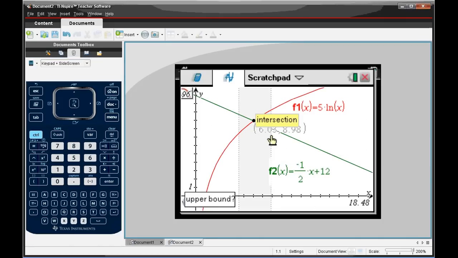So of course we're going to look at the intersection by going to Menu, Analyze Graph, Intersection. Click on the left and the right, and we have 6.03. So remember originally it said, where is 5 ln of x less than this other part here? So we're looking for where the y values are less than the green. So where's the red line less than the green line? And that is for the x values that are less than 6.03.